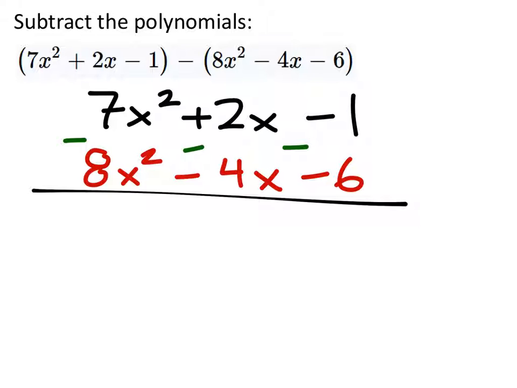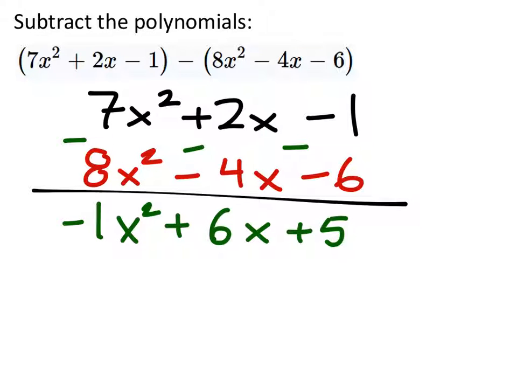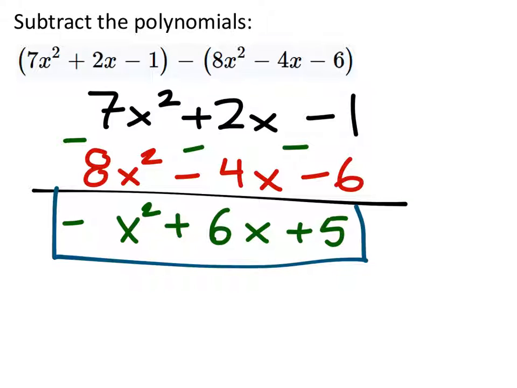So now when we find the solution to this, for my x squareds, I got 7 minus 8, which is -1. And then for my x's, I've got 2 minus negative 4, which would be positive 6 x's. And then for my singles here, negative 1 minus negative 6 is going to be positive 5. Now again, we don't usually write that 1 there in front, that leading coefficient. I would be okay if you did on a test, but I believe the homework does not want to see that there. I could be wrong though.